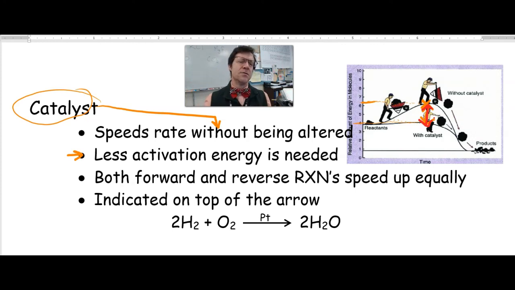Now, how do we know if there's a catalyst involved? That would be important to know, because you've got to tell everybody everything that you're doing, and we just put it right on top of the arrow. So this is the reaction that is used for hydrogen fuel cells. It's where we get hydrogen from water.